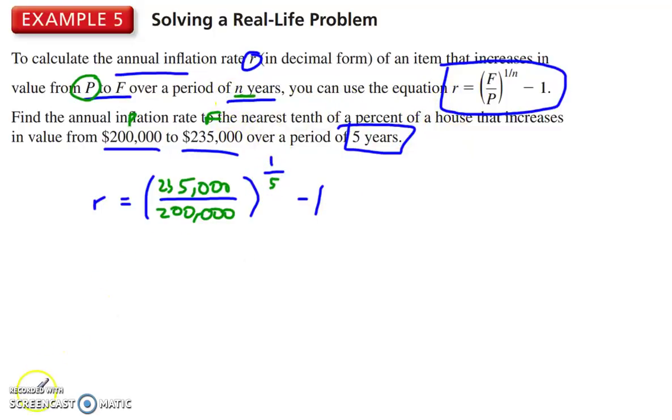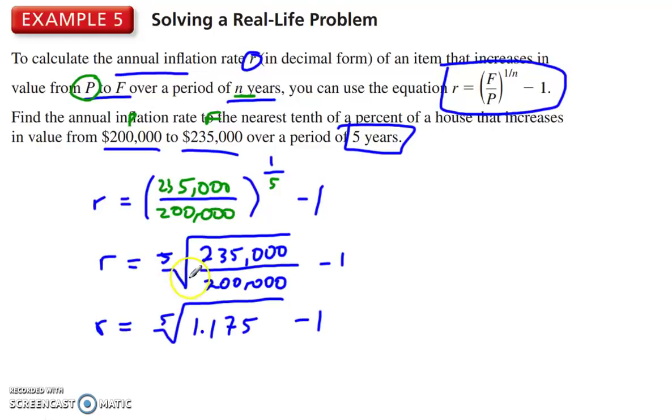And then we type that in as the fifth root of 235,000 over 200,000. That gives us the fifth root of 1.175 minus 1, and that is approximately 0.03278. And they wanted this to the nearest tenth of a percent. So percent, move that over, we get 3 point and round that, 3%.